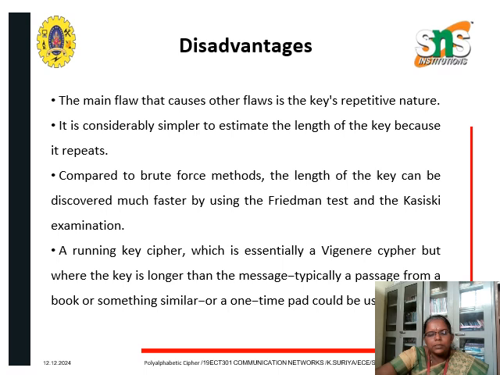The main disadvantage, the main flaw that causes other flaws, is the key's repetitive nature. It is considerably simpler to estimate the length of the key because it repeats. Compared to brute force methods, the length of the key can be discovered much faster by using the Friedman test and the Kasiski examination. A running key cipher is essentially a Vigenere cipher, but where the key is longer than the message, typically a passage from a book or something similar, or a one time pad could be used.